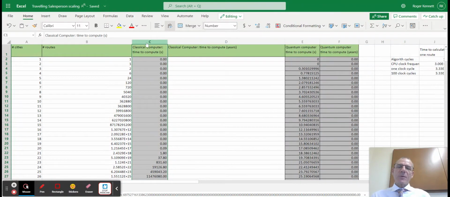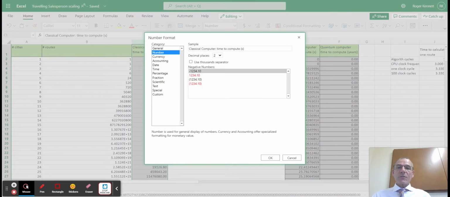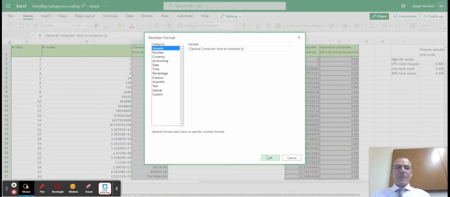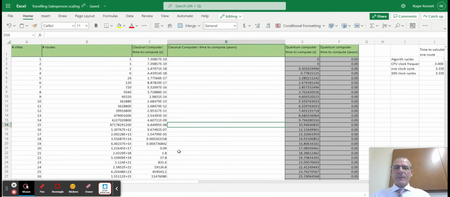So if that happens with you, just click on the C at the top, so you've got the whole column selected. Press Control and 1 on your computer and come back into the general format. Right. Okay. So let's have a look at this.